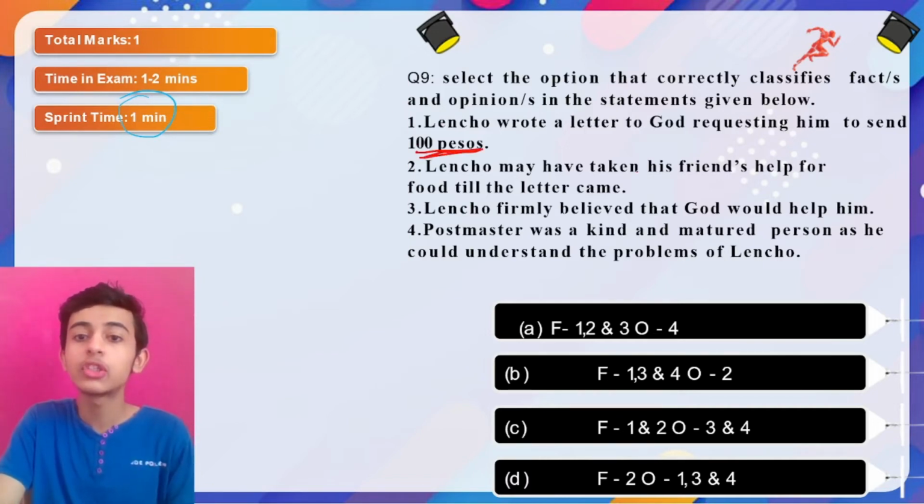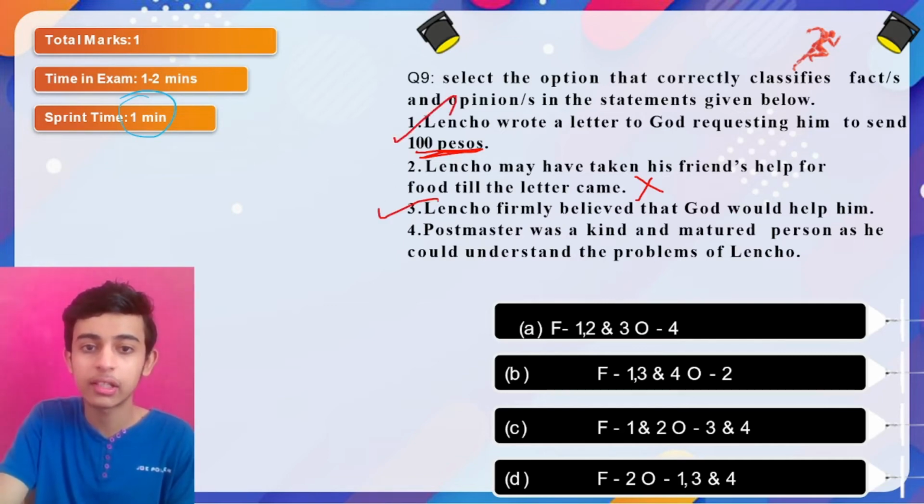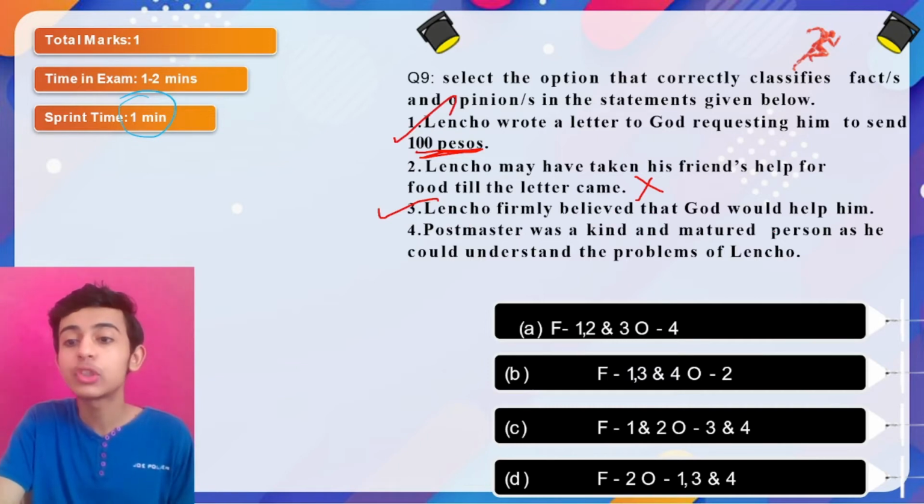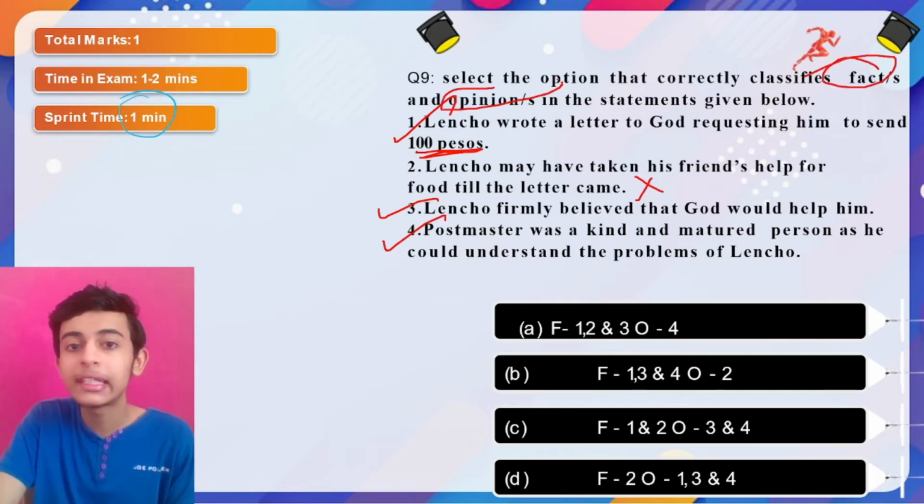Yes. Lencho may have taken his friend's help for food till the letter came. No, I don't think so. Lencho firmly believed that God would help him. Yes. 1 is correct, 3 is correct. Postmaster was a kind and mature person as he could understand the problems of Lencho. Yes. So basically they're asking you which are the facts and which are the opinions from the passage.